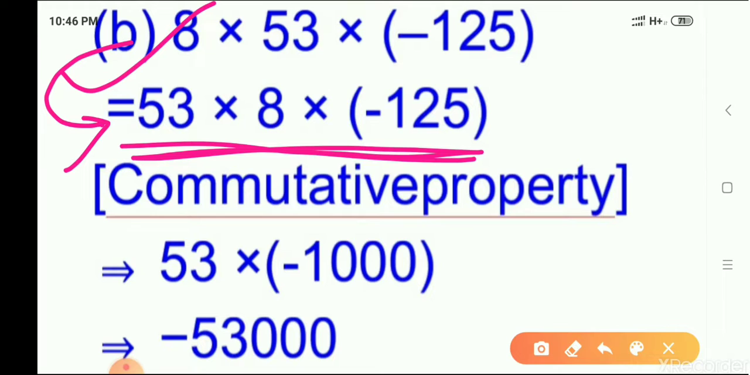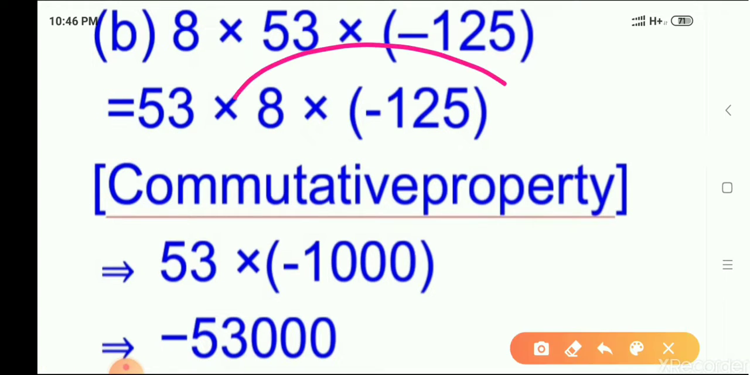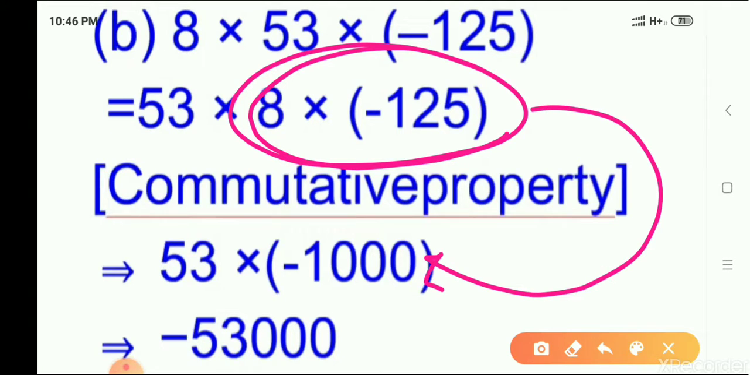Now we will first multiply the last two integers. We can do so. If we multiply 8 and minus 125, we have minus 1000. And this minus 1000 will lastly be multiplied with 53 and we will have the answer minus 53,000.